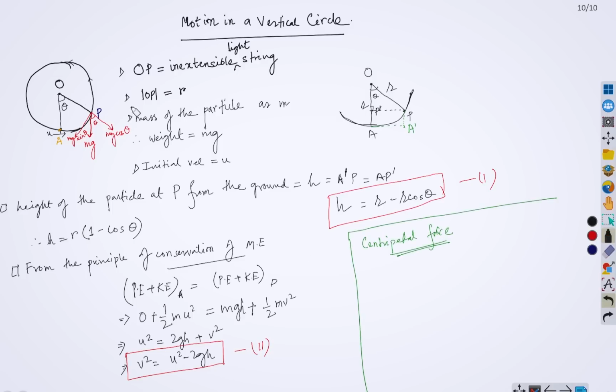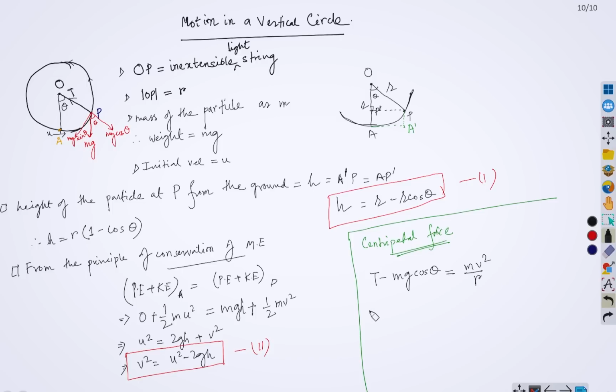Yes. So there is a tension along this direction. Yes. And mg cosine theta, the normal force, is acting opposite to the tension. So we have T minus mg cosine theta from the free body diagram. Yes. T is acting along this direction and mg cosine theta is acting along this direction. Therefore, from Newton's law, T minus mg cosine theta equals our centripetal force, that is mv square by r. Yes, because v square by r is the acceleration and times m, this is the centripetal force.